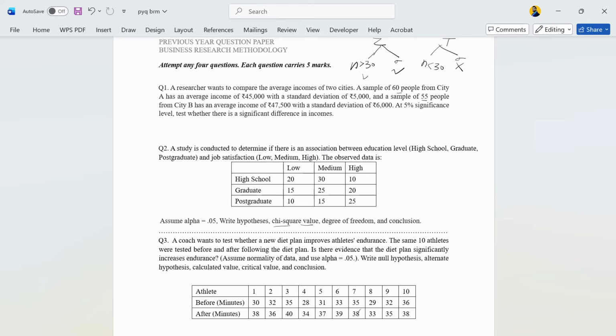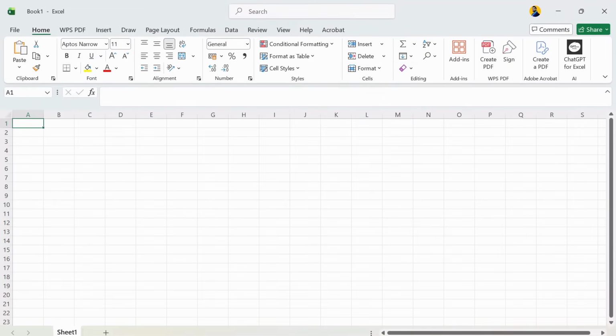So first, after reading this question, we have to plot the basic information related to this question. So I'm directly shifting to Excel and we plot the basic information given to us. The first is, let's say, city A, which is given to us. The second scenario is for city B. The next thing which we have is sample mean. Another thing given to us is standard deviation.